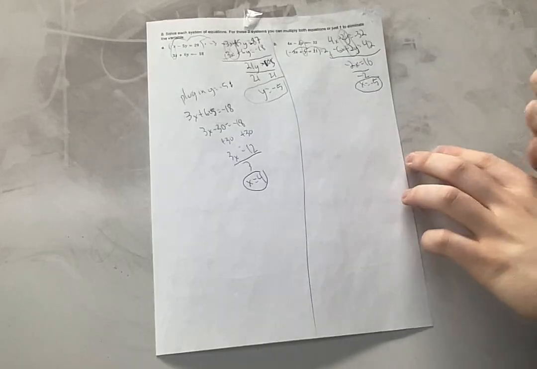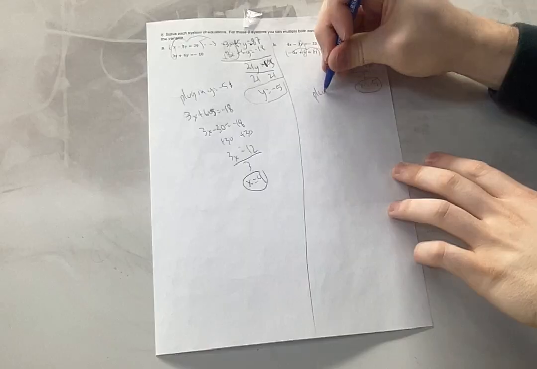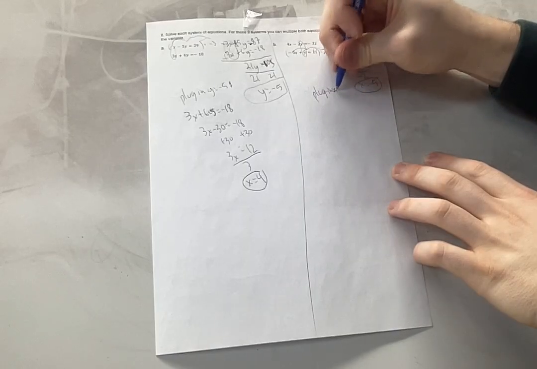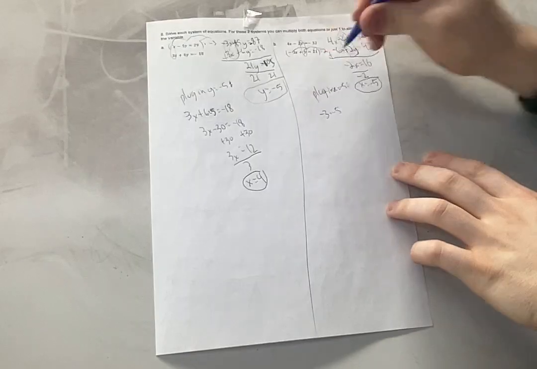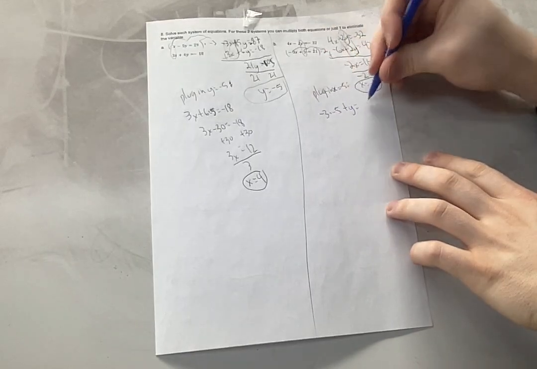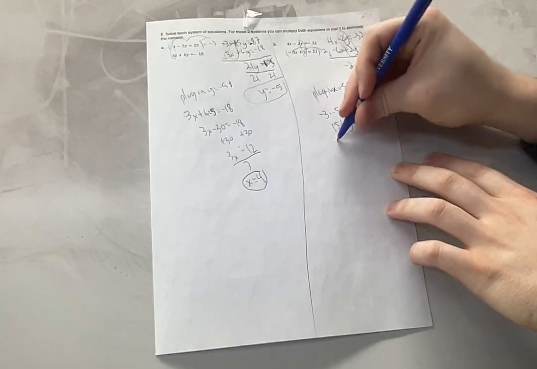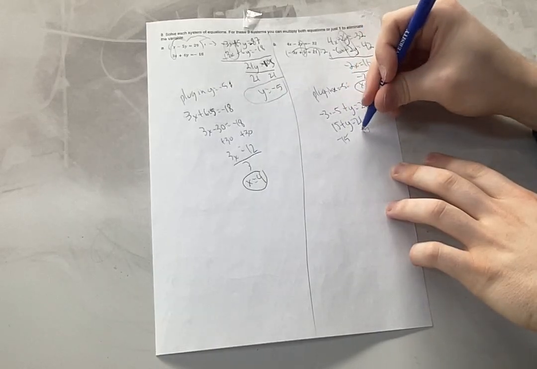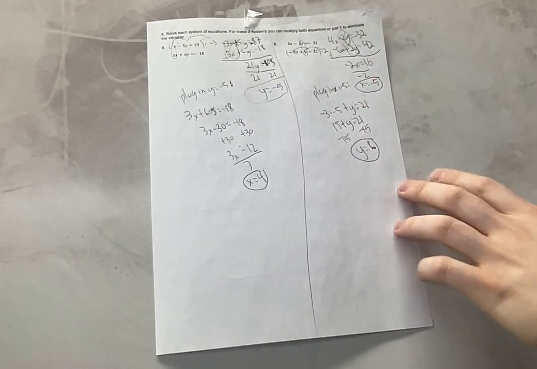So we can plug in that x is equal to negative 5. We can choose the second equation, why not? We could choose either one. Negative 3 times negative 5 plus y equals 21. So 15 plus y equals 21. So therefore, y is equal to 6. y is equal to 6.